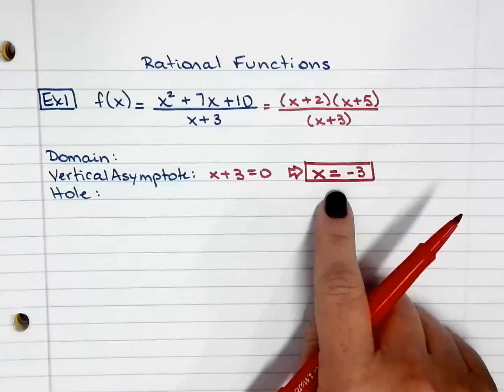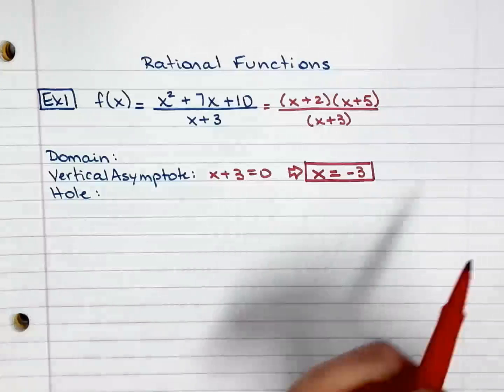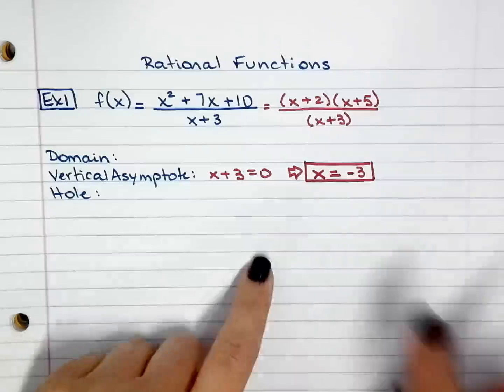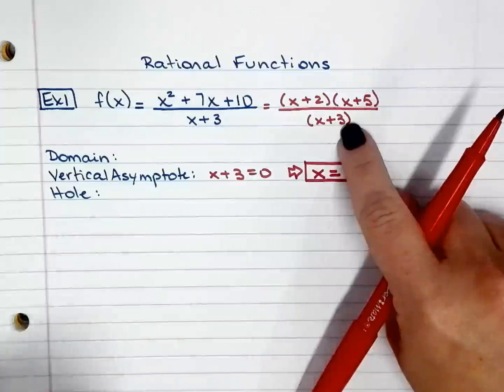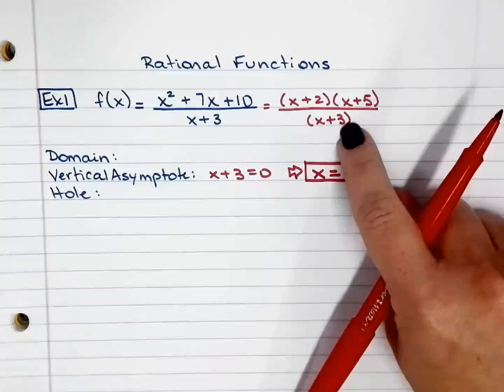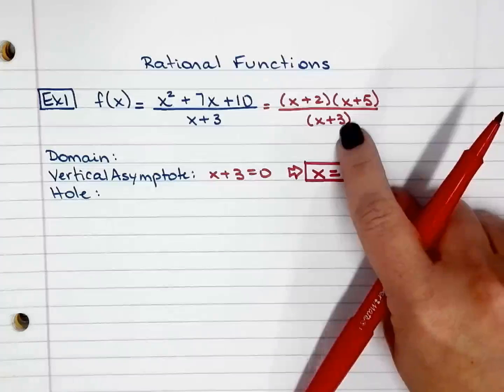All right. Now a hole is a hole in the graph where your denominator equals 0 or makes it undefined.